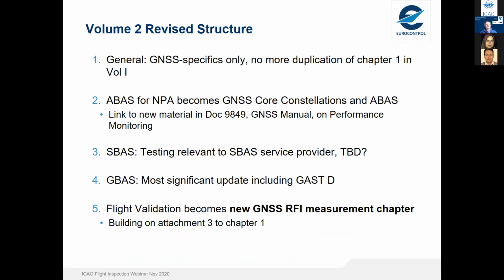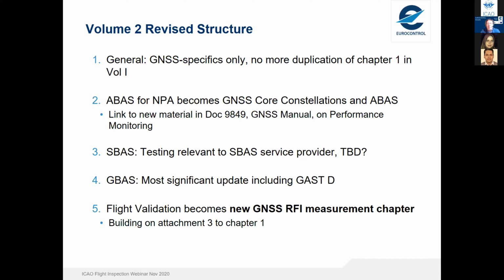So we have a revised structure. We used to have the general chapter 1 that was common between volume 1 and volume 2. So it covers GNSS specifics only. It doesn't duplicate chapter 1 in volume 1 anymore. So that gets a lot more thin. The ABAS chapter, which was ABAS for non-precision approach, now gets extended to core constellation and ABAS, where in ABAS we are working on advanced RAIM, receiver autonomous integrity monitoring, and there'll be new material in Annex 10 on that as well that is being developed.